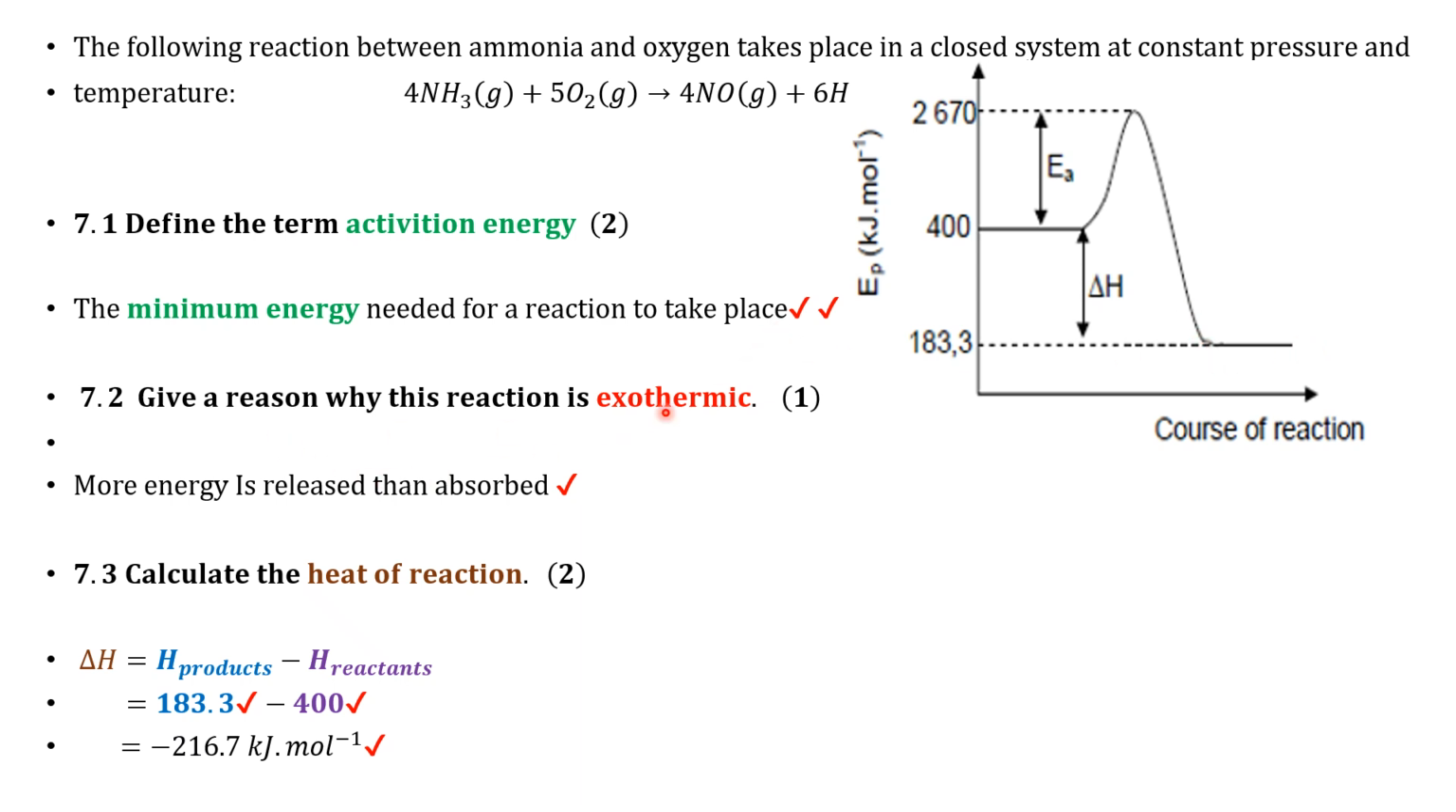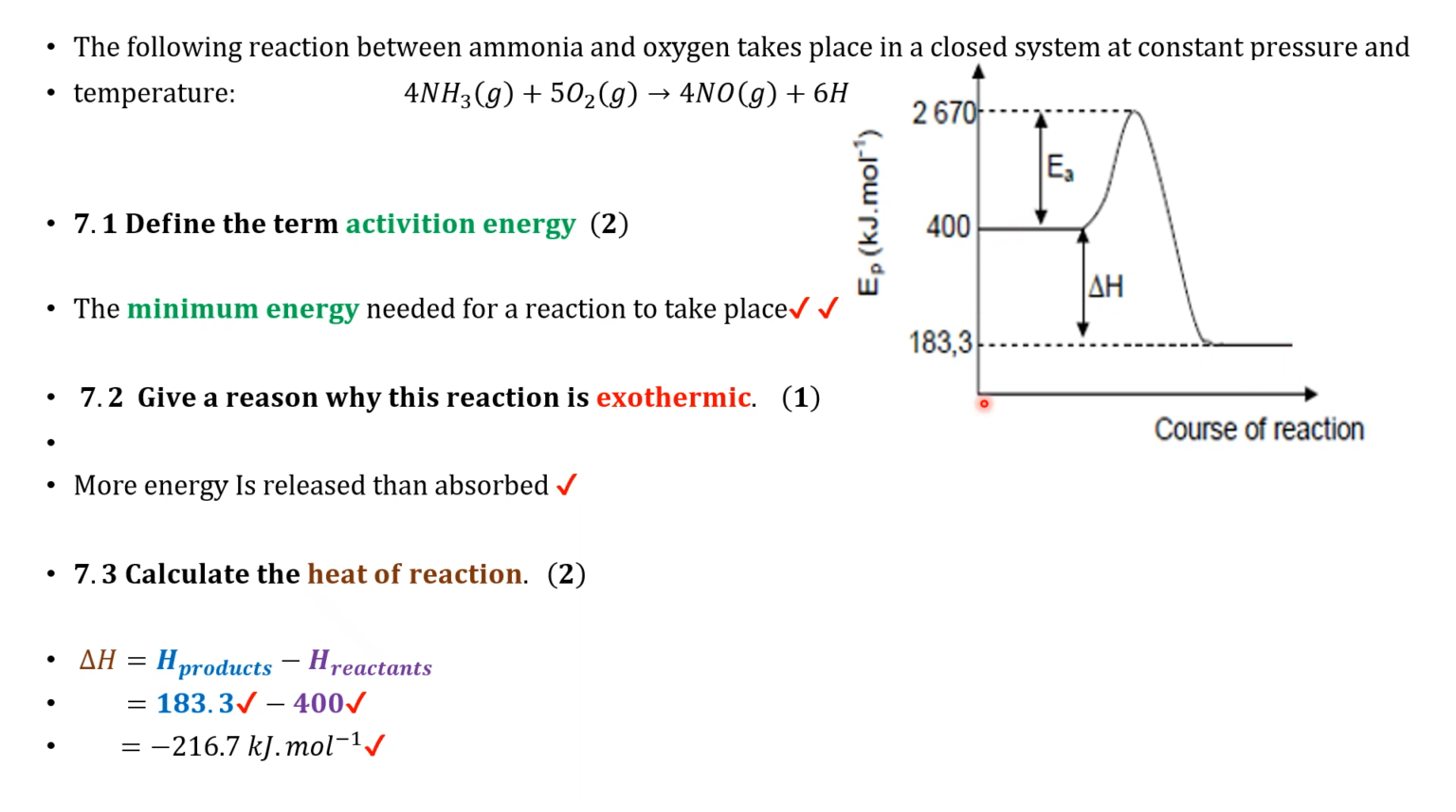Give a reason why this reaction is exothermic. You see from 400 to there, the amount of energy absorbed is less than the amount of energy I gave away. So more energy is released than absorbed, more energy released from that point than what I took in. Therefore, exothermic. In short, my reactants are higher than my products.